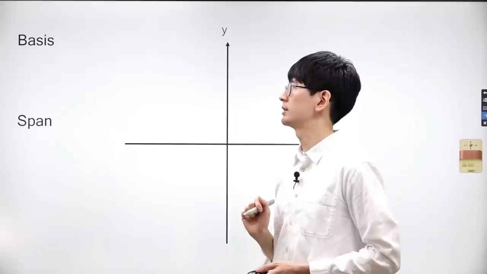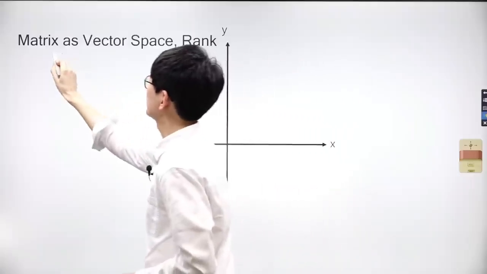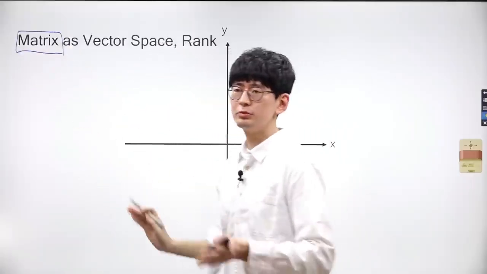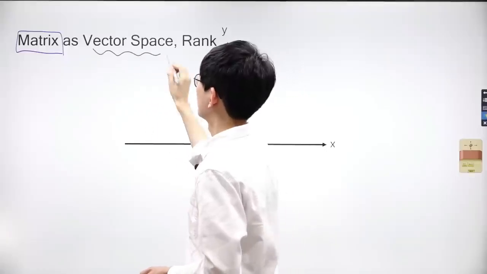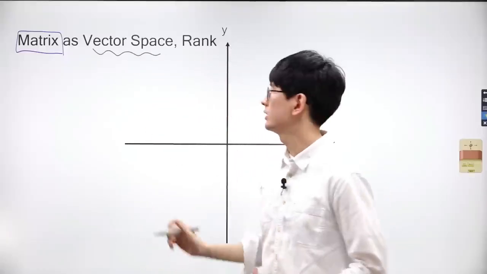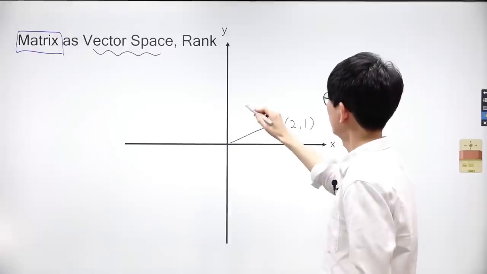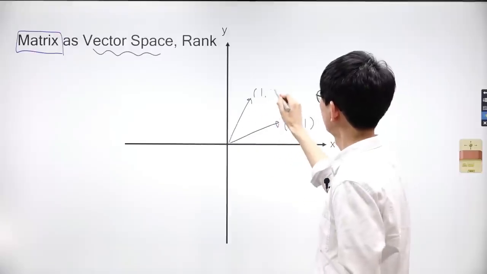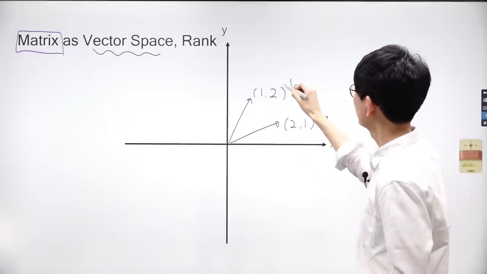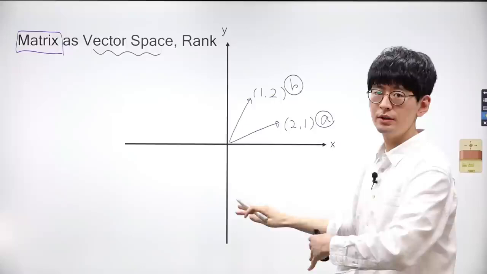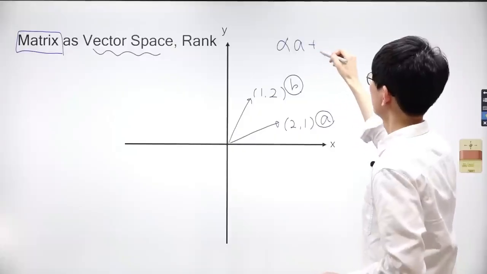As mentioned earlier, matrices can be seen as collections of vectors. Similarly, the basis of Rn consists of a collection of vectors that span Rn. Let's consider two vectors, A with coordinates 2, 1, and B with coordinates 1, 2. Since vectors A and B can span R2, they form the basis for R2. But how? Through vector addition represented as alpha A plus beta B.